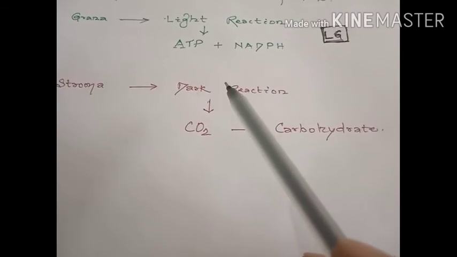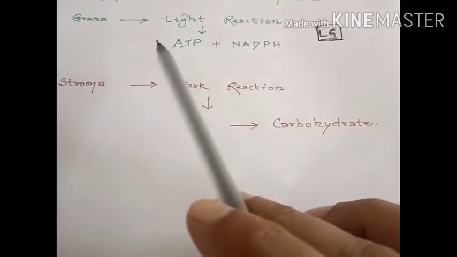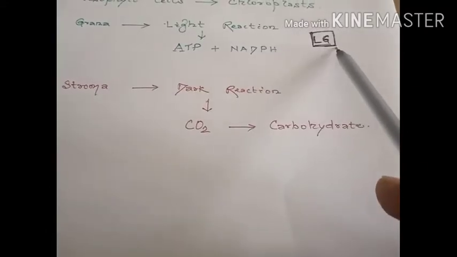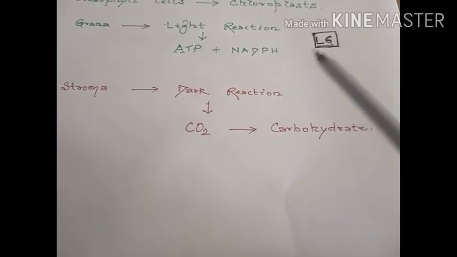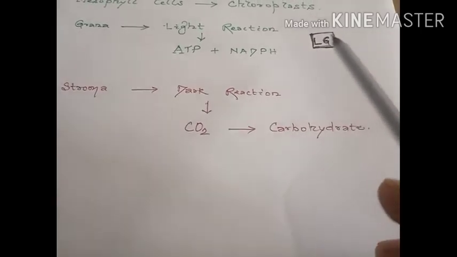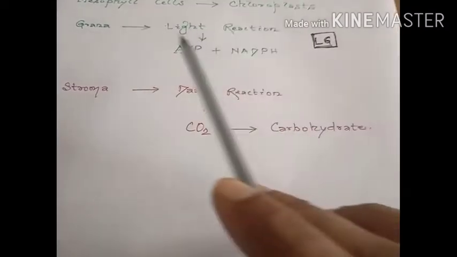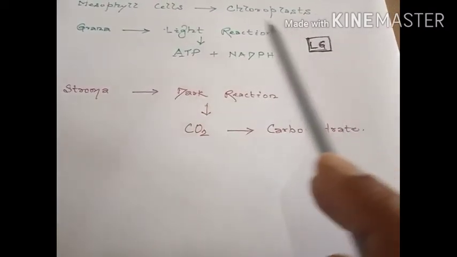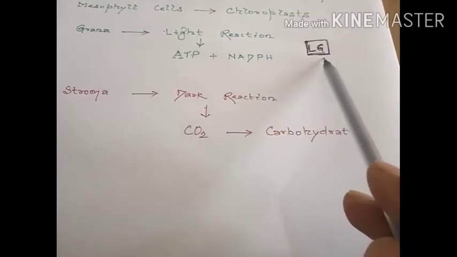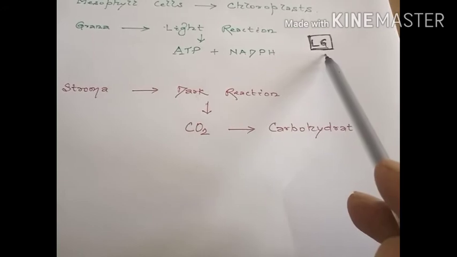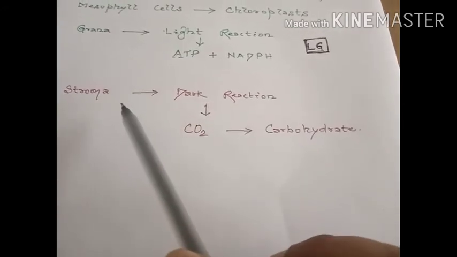To memorize where the light reaction takes place, we may form a code, that is LG. We are familiar with these two letters. It is a famous brand. So we may understand that L is for light and G is for grana, meaning the light reaction takes place within the grana. So obviously the other one, the dark reaction, takes place within the stroma.